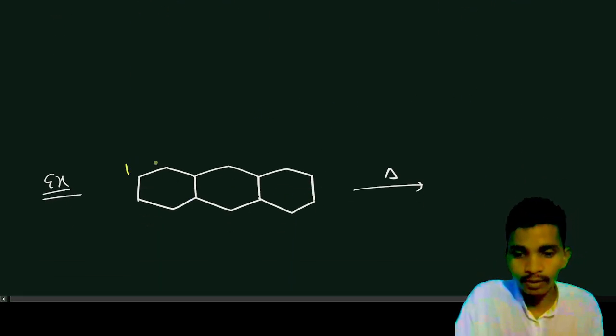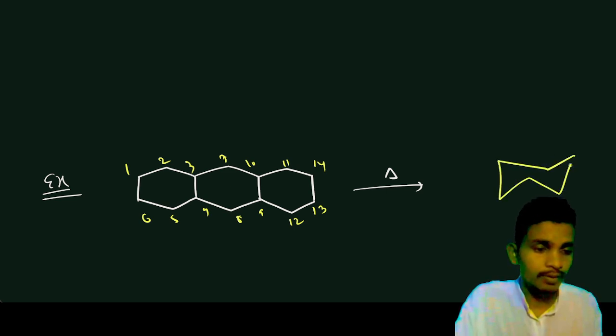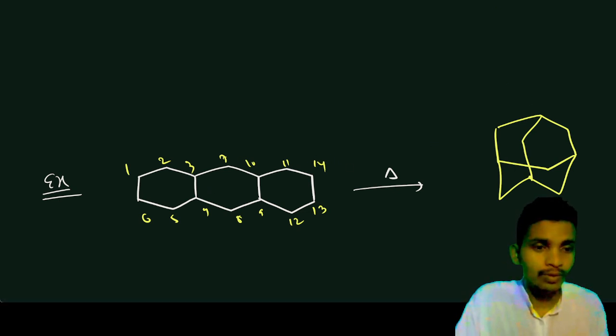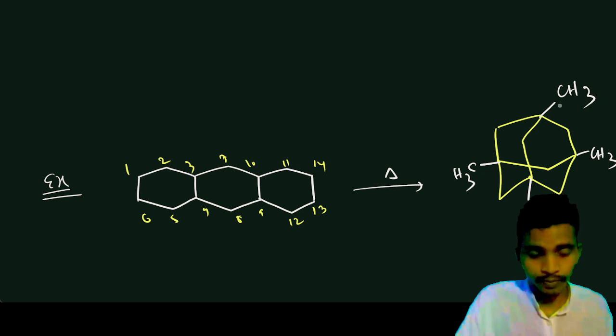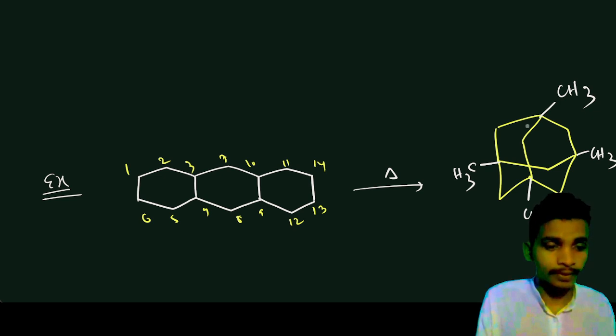Now here we see 1, 2, 3, 4, 5, 6, 7, 8, 10, 11, 12, 13, and 14. So here again it is more than 10, so adamantane will form. Okay, so 10 atoms and the remaining are at the bridgehead positions. Here CH3, here CH3, CH3, and here CH3. So all at the bridgehead positions the substituted product will form. Okay, so like that we can do it. If more than 10 atoms are there, 10 atoms will form the adamantane, and the remaining 4 will form the substituted product at the bridgehead positions.